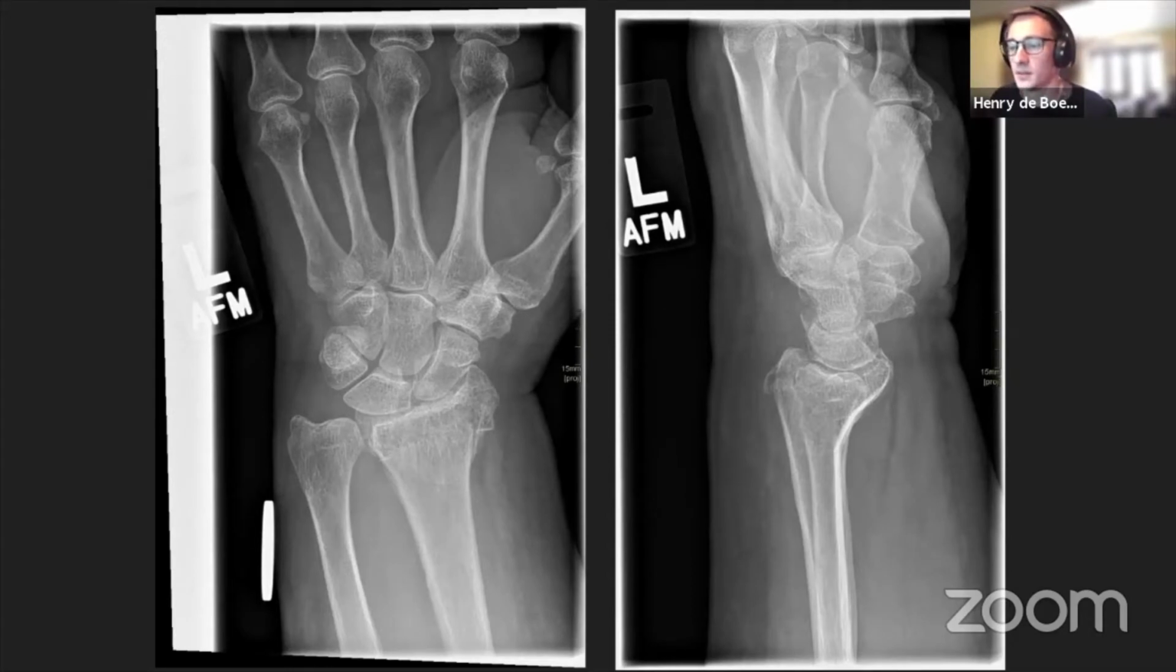So I can see, yeah, some few answers coming in. Okay, so let's start going through the answer for this one. So we've got an AP and a lateral of the hand and the wrist.